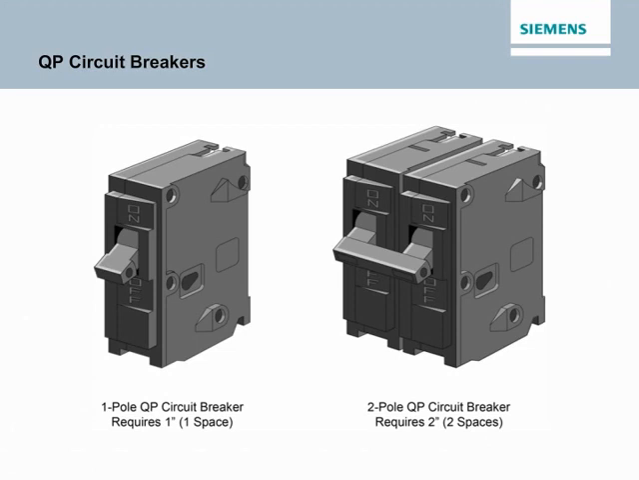All type QP circuit breakers have a 10 kA interrupting rating. However, Siemens also offers type QPH circuit breakers with a 22 kA interrupting rating and type HQP circuit breakers with a 65 kA interrupting rating.